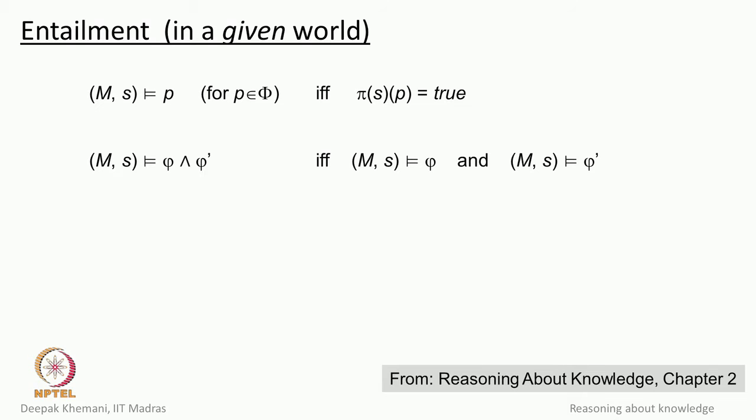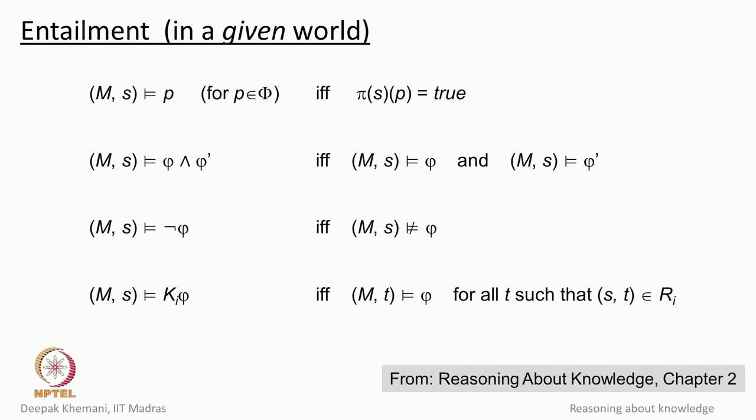Then the AND is dealt with very similarly as we do in any other logic, that if both of them are independently shown to be true, then they are true. Negation is likewise treated as in any other language, that if you cannot show it to be true, the negation of that is true. What is interesting, or new from our point of view, is how do you show that a formula like K i phi is true essentially.